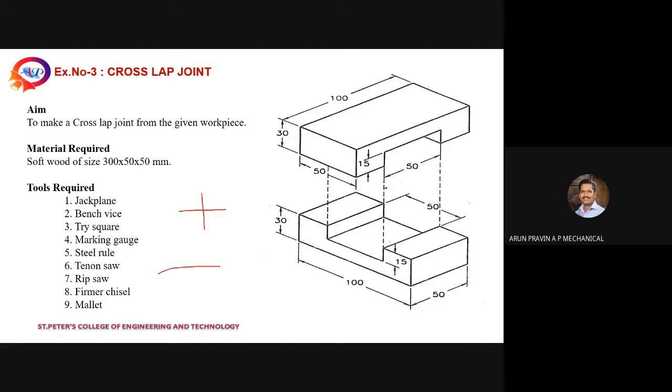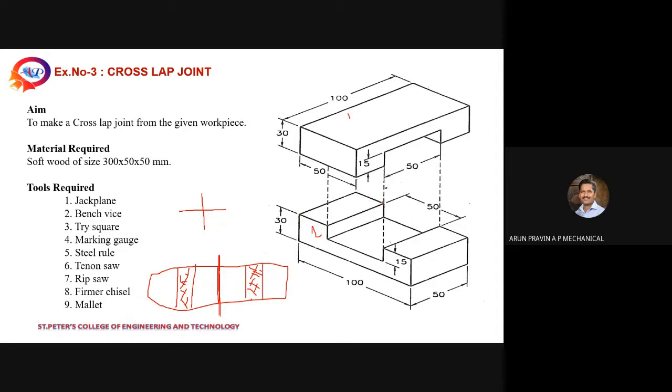You should first cut the 200 mm workpiece. On the 200 mm workpiece, you should mark 100 mm. Then in the middle of this mark, you should mark 50 mm. Similarly here, in the middle you should mark 50 mm. Then using a chisel, you should cut this 50 mm portion as done in the T joint. Similarly, in the other portion, you should remove the shaded part. Then by using a saw, you should cut it into two pieces, piece one and piece two, then join them to make the cross lap joint. So this is the third experiment, cross lap joint.